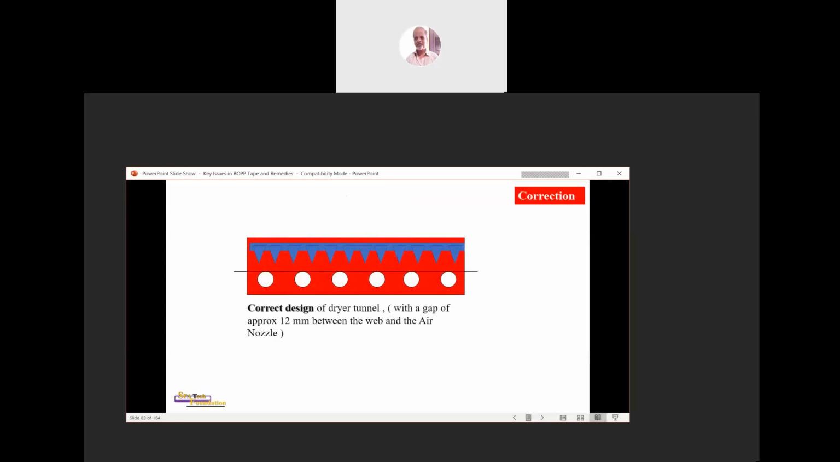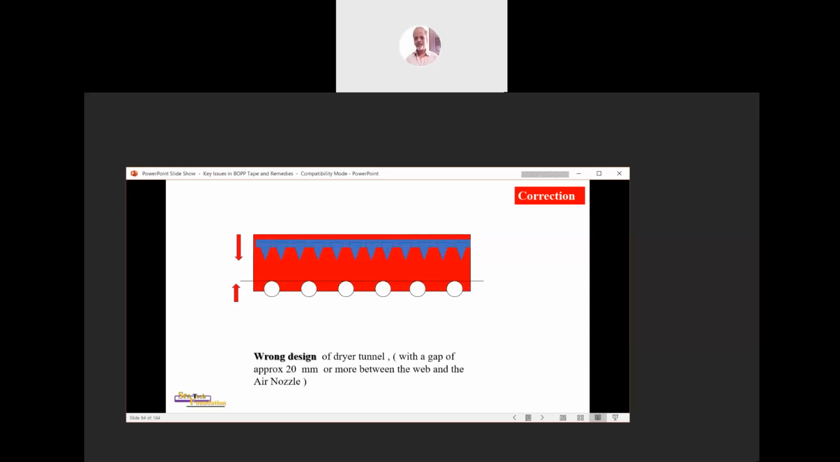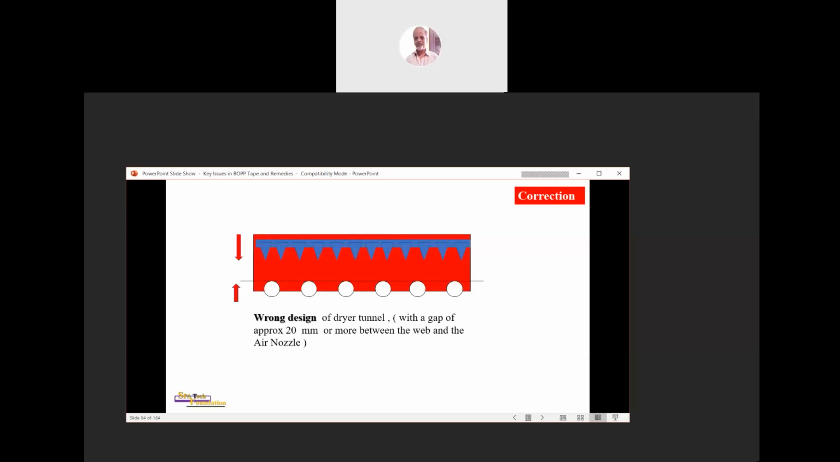Now, this is a figure which is showing the gap of the hot air nozzle shown in blue color, the web which is shown by the black line, and the idler rolls which are shown in white color. The correct design or the correct gap could be approximately 12 millimeters between the web and the air nozzle. However, there are some machines where the gap is even more than 20 mm, or I have seen some machines where the gap is nearly up to 70-75 mm.